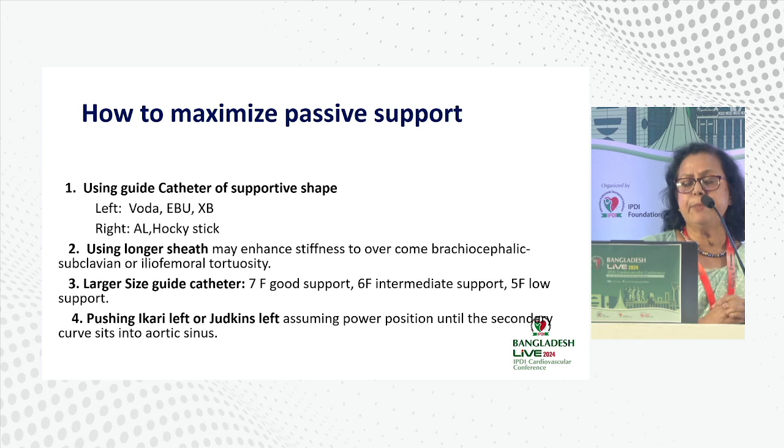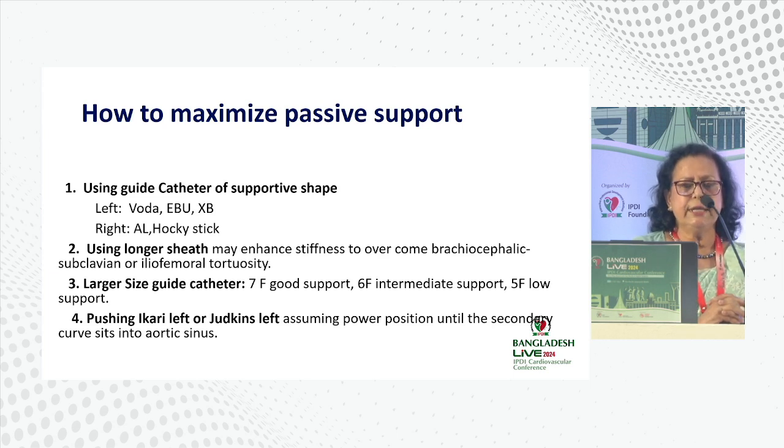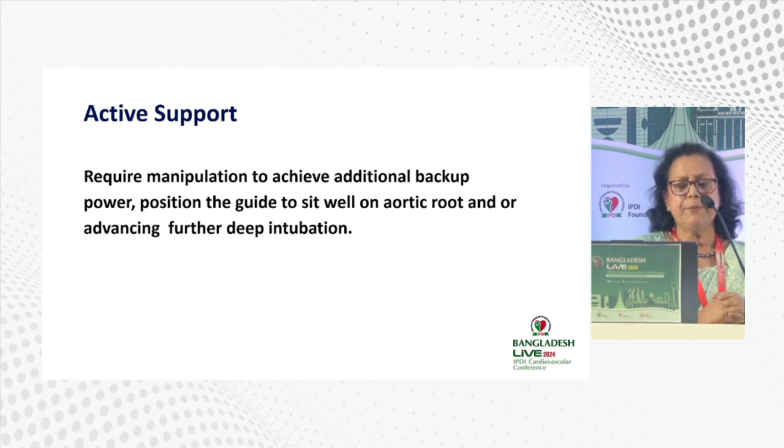So how to maximize passive support? Using a guide catheter of supportive shape, on the left side like Voda, EBU and XB, on the right AL and hockey sticks; using a longer sheath to overcome the iliofemoral and brachiocephalic tortuosity; a larger guide catheter gives better support; and pushing Ikari or left Judkins, assuming a power position until the secondary curve sits on the aortic sinus. And active support requires manipulation to achieve additional backup power, positioning the guide to sit well on the aortic root or advancing further, deep intubation.